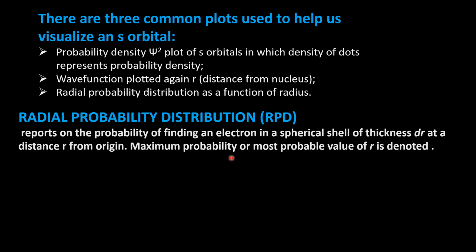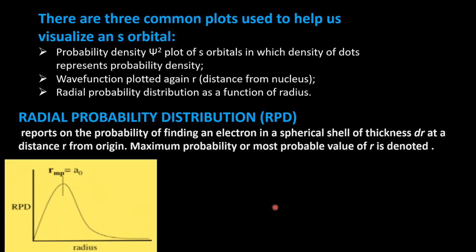The most probable value of r is denoted, and this is the most important property of the radial probability: it tells us the most probable value of r, at which the wave function amplitude squared gives the maximum probability of finding the electron. Those values of r, theta and phi for which we have the maximum probability of finding the electron depend on the most probable radius r.